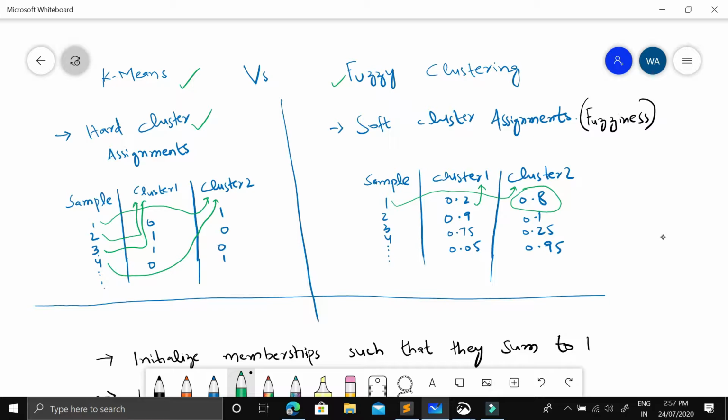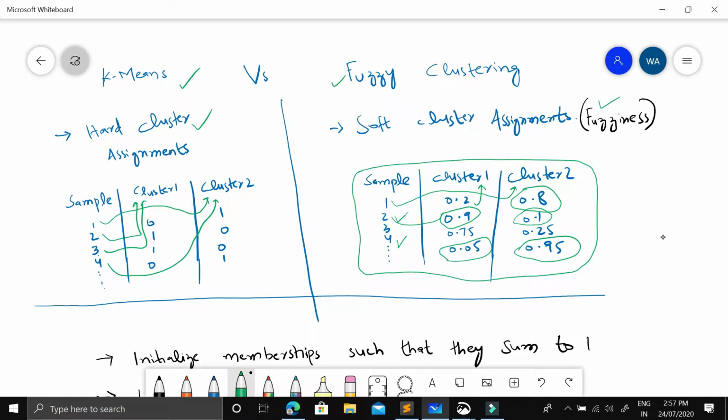So there is an uncertainty of 20%, if I may say so intuitively. The same goes for sample number 2. It is more associated with cluster 1 with membership of 0.9, but there is also 0.1 membership for cluster number 2, so there is less uncertainty. And there is even less uncertainty in sample number 4, where there is only 0.05 membership for cluster number 1 and 0.95 membership for cluster number 2. In a way, we are incorporating uncertainty in the form of memberships, and this is what we call fuzziness. The more fuzziness, the more uncertainty we can incorporate, so this is a hyperparameter.